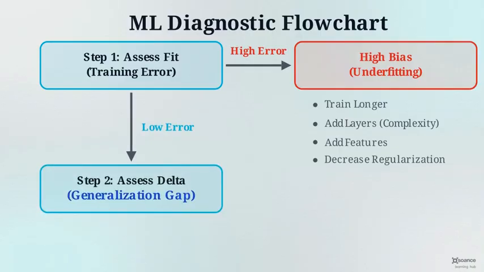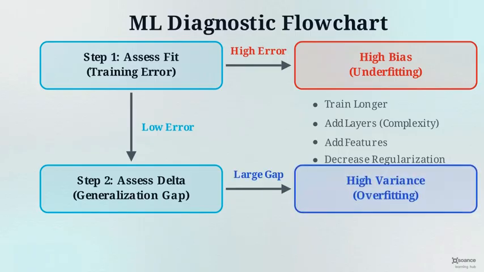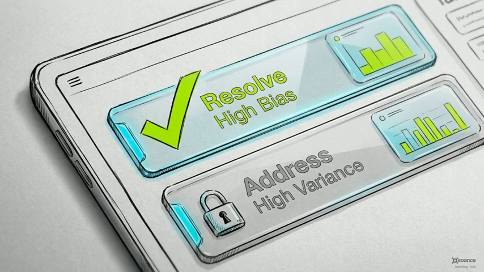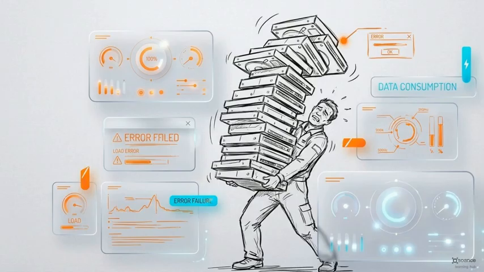Now you evaluate your generalization gap. Is the difference between your training error and validation error large? If yes, you have a variance problem. Your model is overfitting. Now is the time to gather more data, remove noisy features, or increase regularization. Notice the strict order of operations. You must fix bias before variance. If you have a high bias problem, gathering more data for weeks will yield 0 improvement. You have to match the cure to the disease.